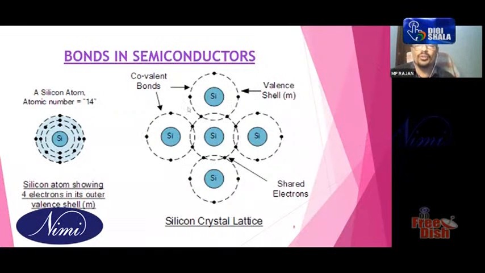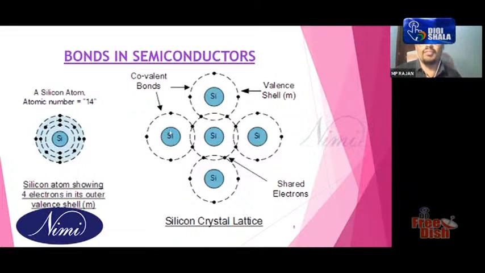How silicon? You must be knowing about the bond. How bonds are? There are two bonds: ionic bond and the covalent bond. So covalent bond is there in the silicon crystal like this. You can see each atom is joining or sharing with adjacent surrounding atoms. The electrons are being shared. Here you have seen 4 electrons are on the outside.